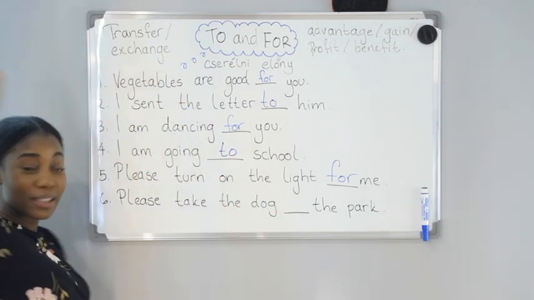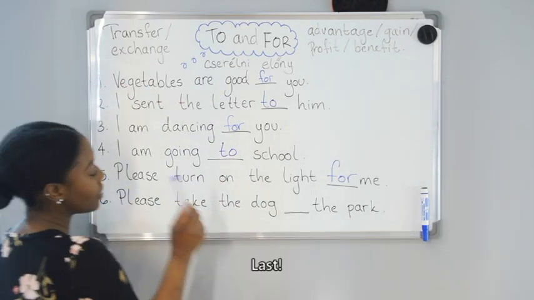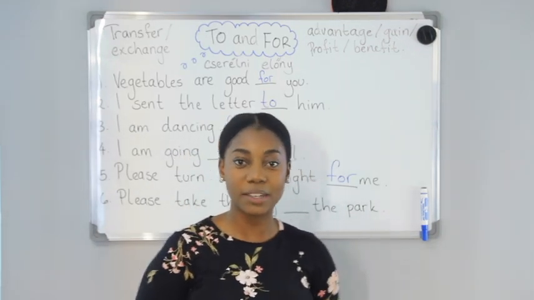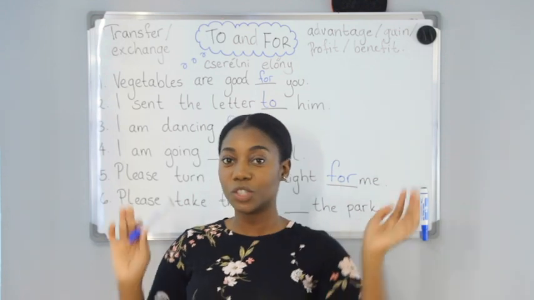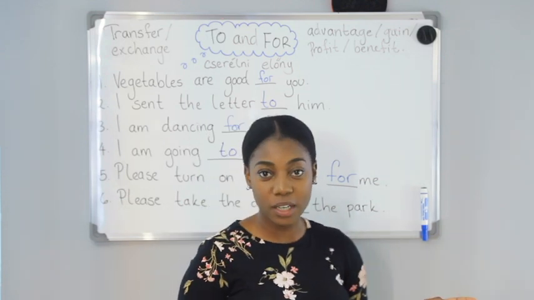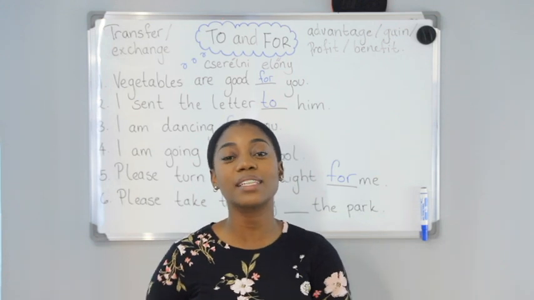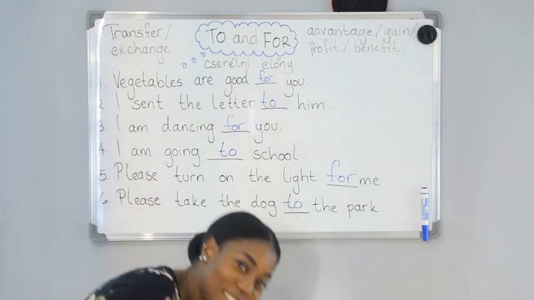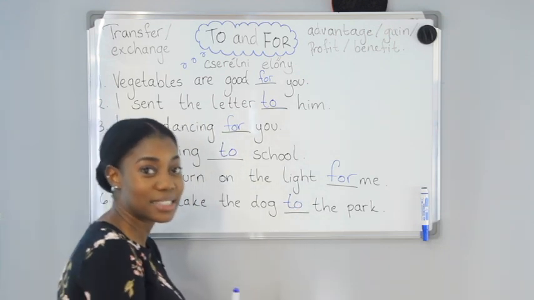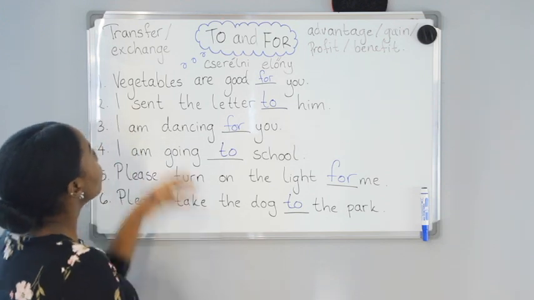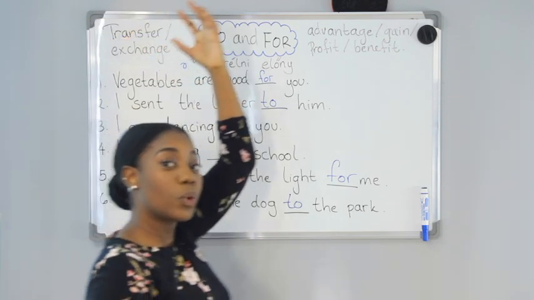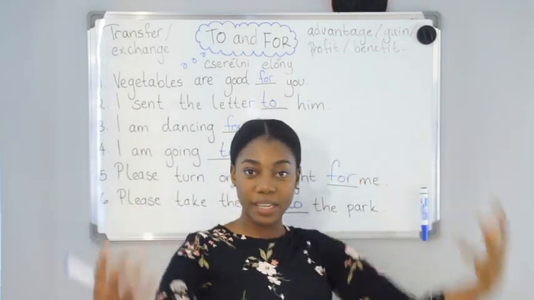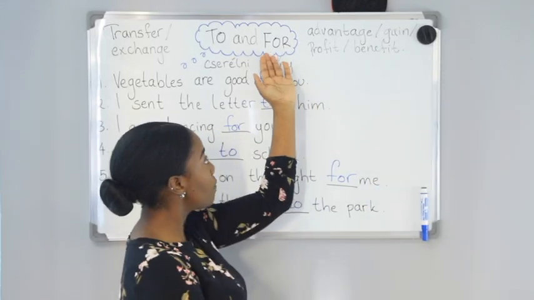Last sentence: please take the dog ___ the park. We're transferring the dog by walking it. Every evening or morning when you're taking your dog out of the house and to the park, you are transferring its body. You are changing its location. So we take the dog to the park. I hope you understand this lesson because, simply put, we are transferring and exchanging when we use to. And we are benefiting, gaining, profiting, or getting an advantage, good things, when we use for.